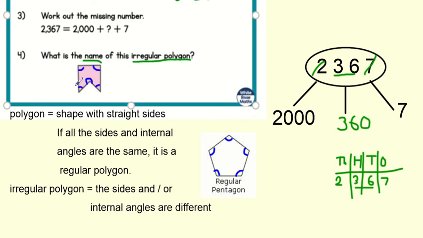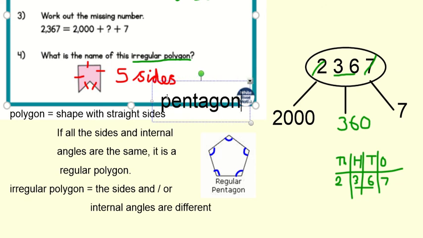Okay, so what is the name of this shape? Well, let me think about what else I could see here about this shape. Let's see how many sides it's got. So we've got 1, 2, 3, 4, 5 sides. So what do I know about shapes with 5 sides? What are they called? You're absolutely right, they are called a pentagon. So a 5-sided shape is a pentagon. And this is an irregular pentagon because all the sides and all the angles are different.